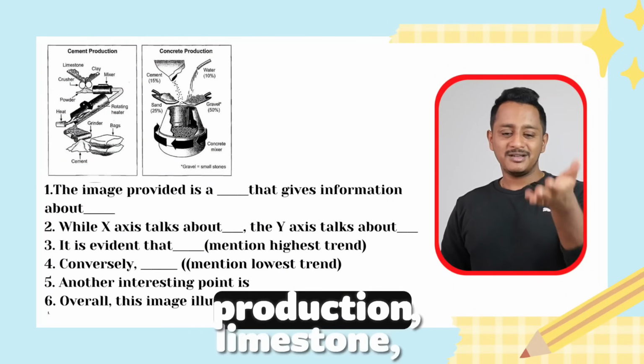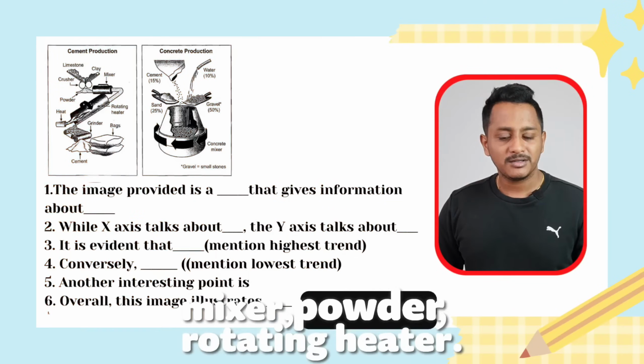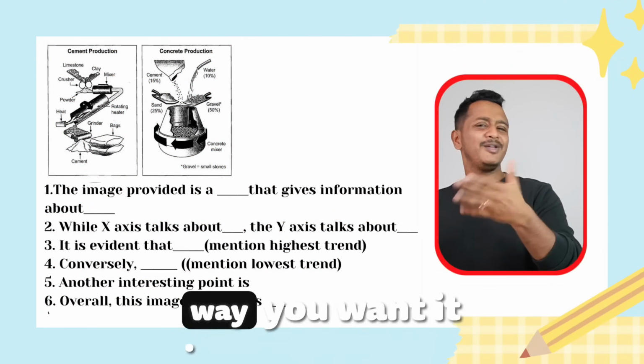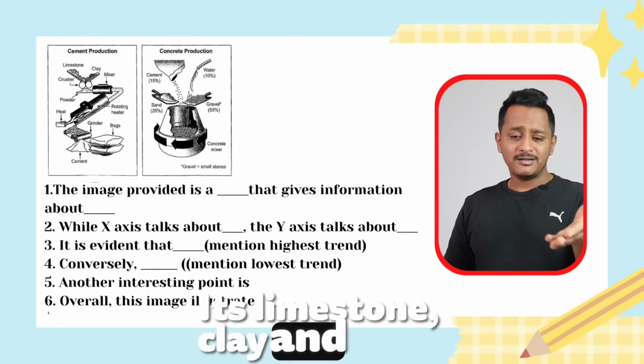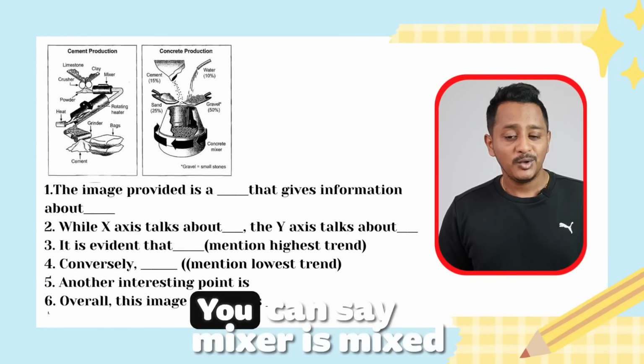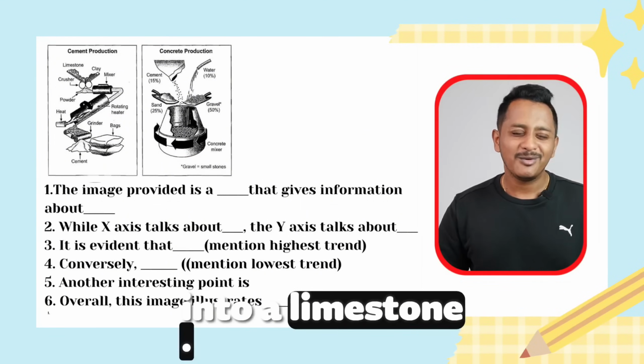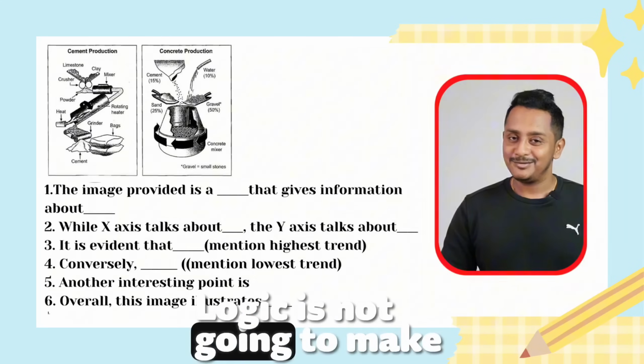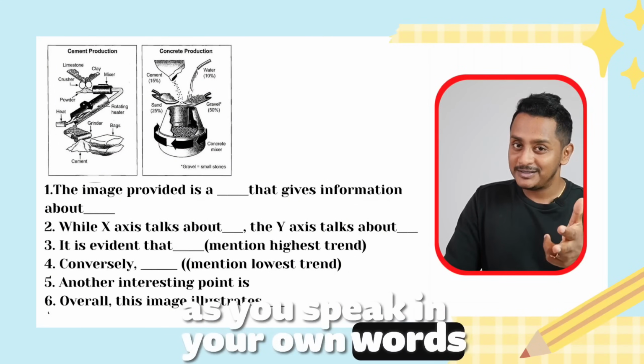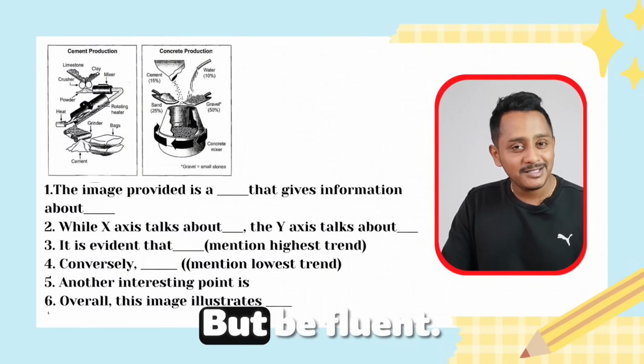Just read that: cement production, limestone crusher, clay mixer, powder, rotating heater. Now you interpret the way you want it. It's limestone, clay and crusher are mixed into a mixer. You can say mixer is mixed into a limestone, whatever you want. Logic is not going to make sense as long as you speak in your own words and speak something relevant to the question, but be fluent.